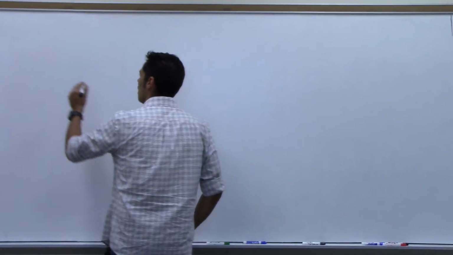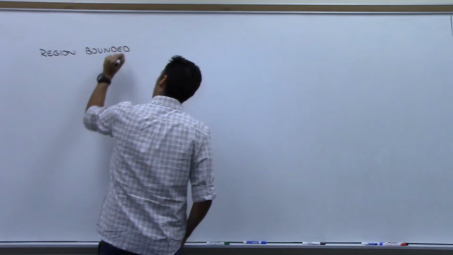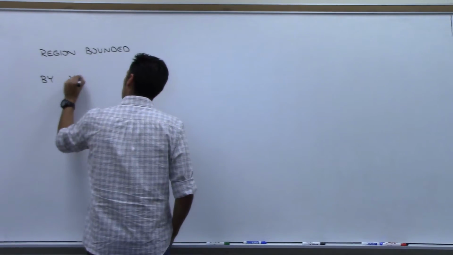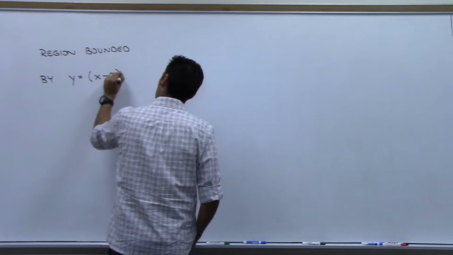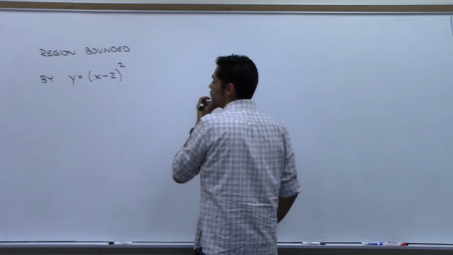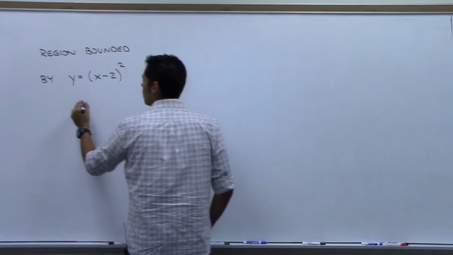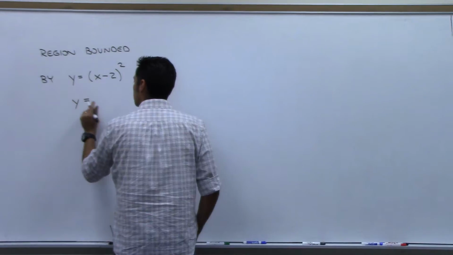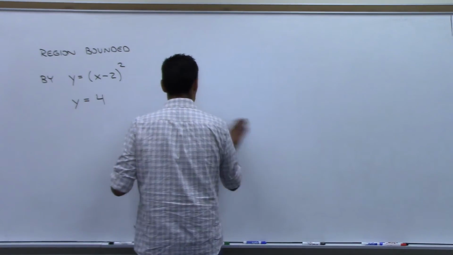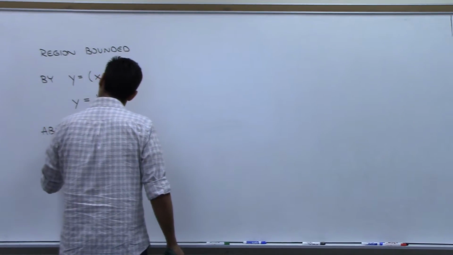Let's do this. How about the region bounded by y equals x minus 2 squared and y equals 4, rotated about the y-axis.